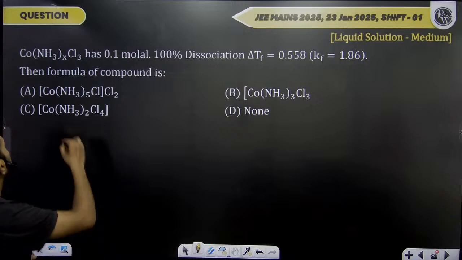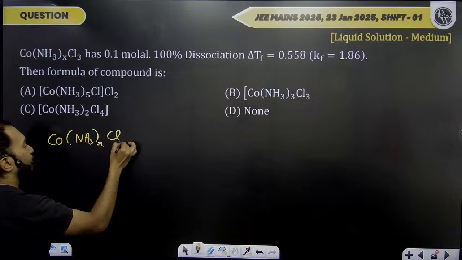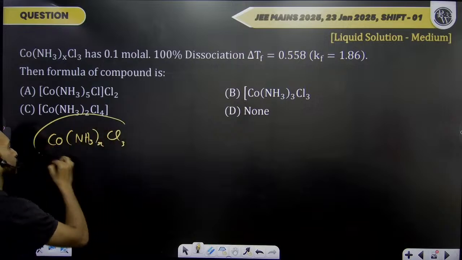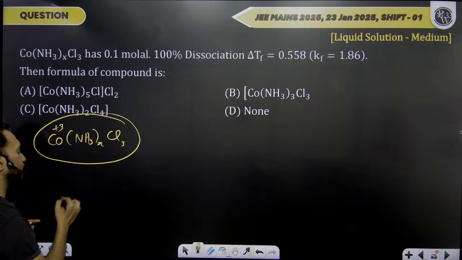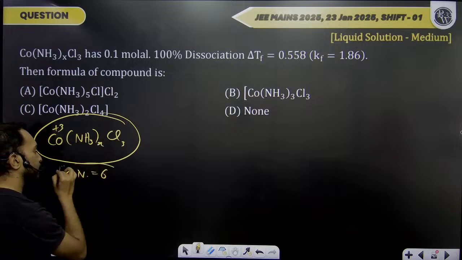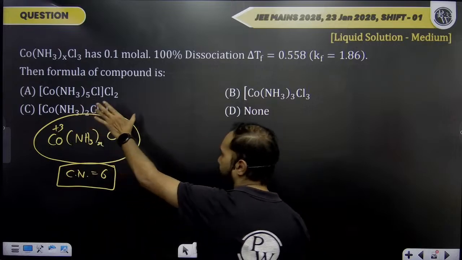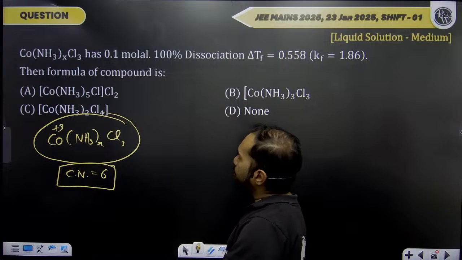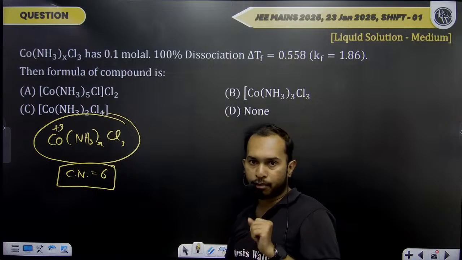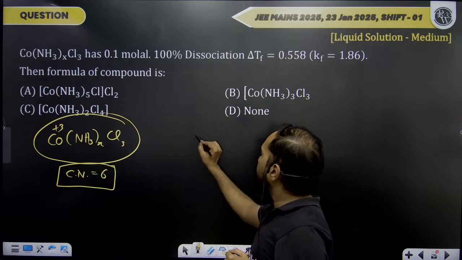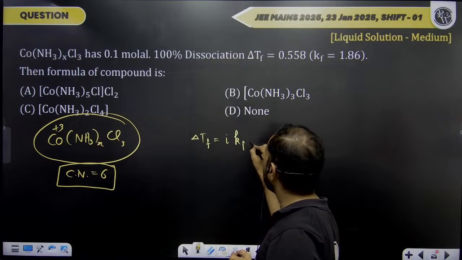Here, cobalt ammonia XCl3. First figure out the oxidation state of cobalt. It is +3. Cobalt in +3 oxidation state means the coordination number will be 6. So inside the coordination sphere, we have to maintain the coordination number 6. From this question, we get the idea that we just need to calculate i, the van't Hoff factor. So the formula for depression in freezing point: delta Tf is equal to i Kf into molality.